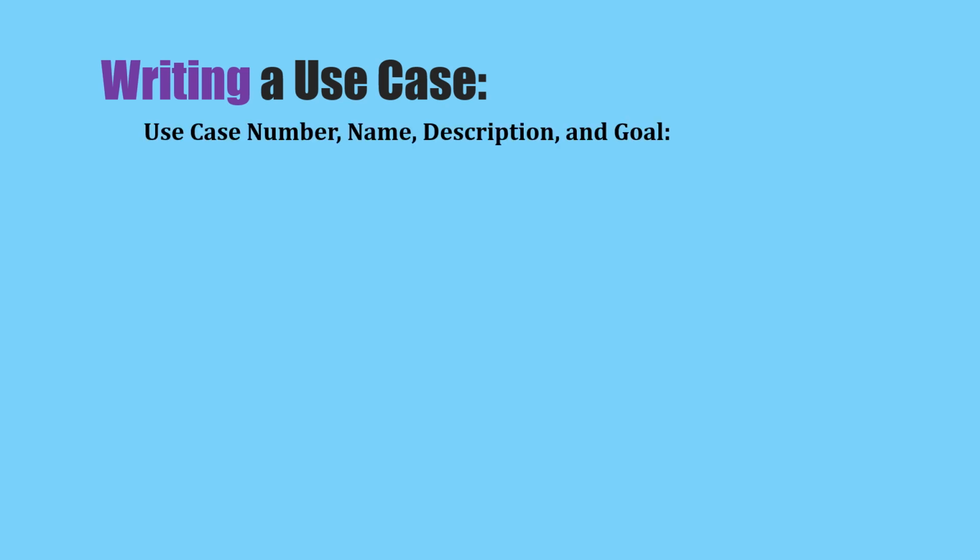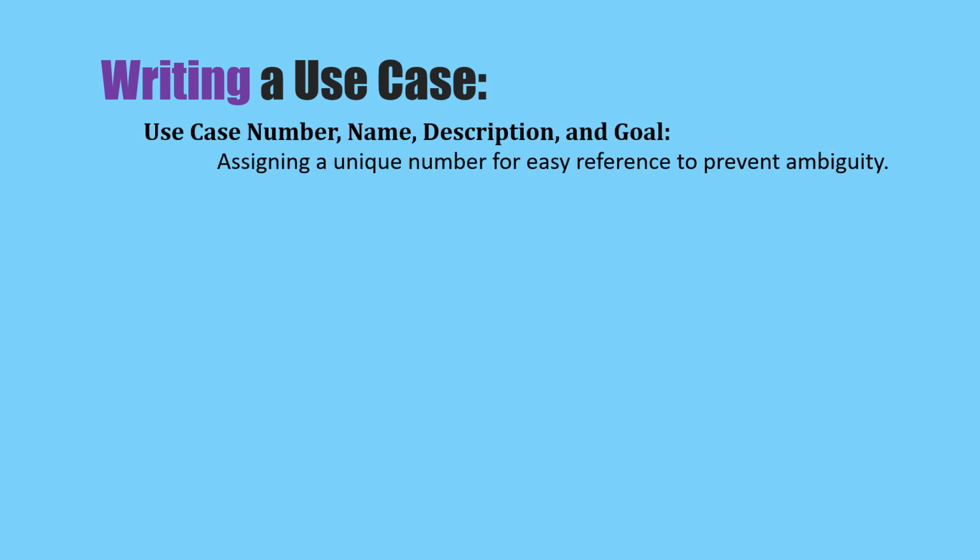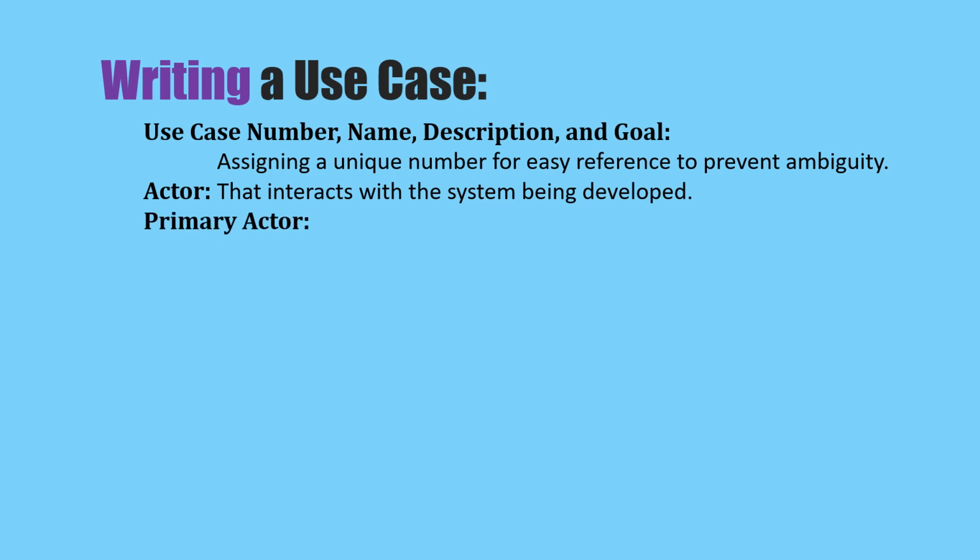Writing a use case. Use case number: assigning a unique number to each use case helps maintain organization and allows for easy reference during development and testing phases. Use case names, description, and goals: providing clear and concise names, descriptions, and goals for each use case aids in understanding the purpose, scope, and functionality represented. This prevents ambiguity and helps prevent scope creep throughout the development process.